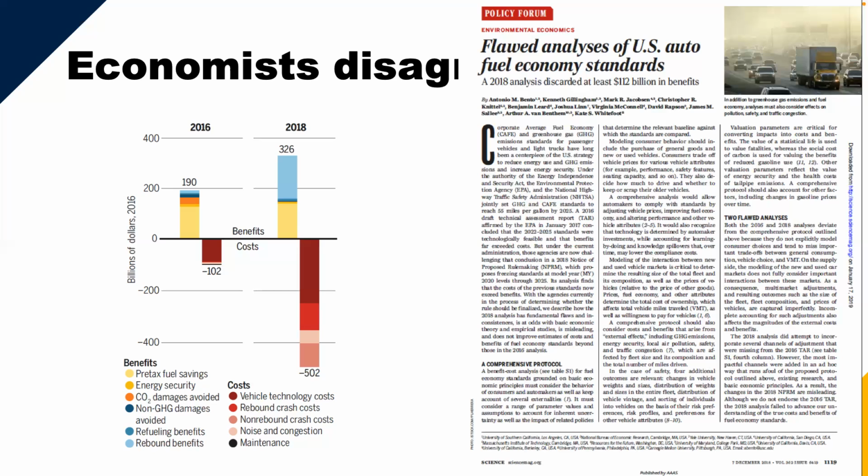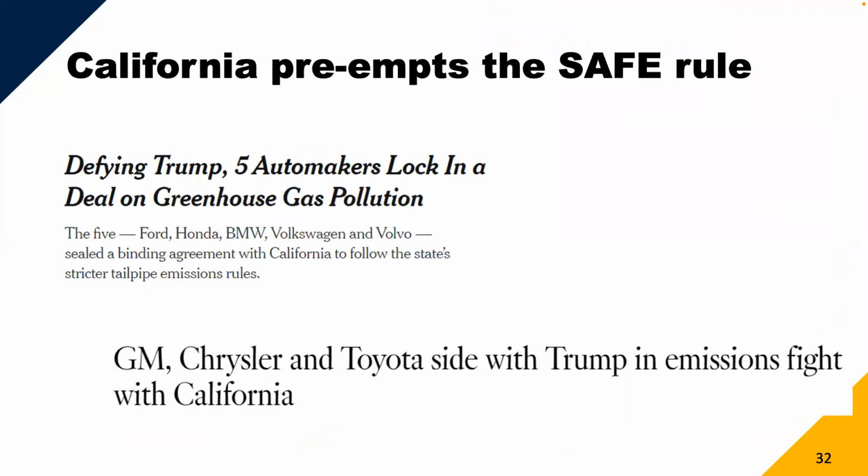Okay. So what happened? California decides to wade back into this. They preempt the SAFE rule, right? Remember that California has the ability to make their own regulation. They have to obtain this waiver, but they originally backed out of doing this in the Obama administration because they got everyone to agree. But now that the standards were getting rolled back, they preempted it with their own regulation.